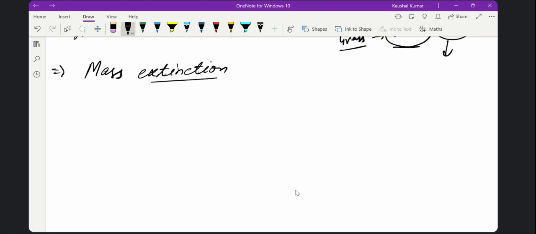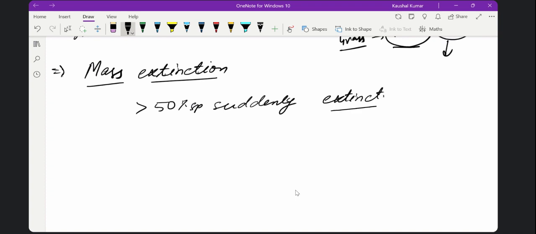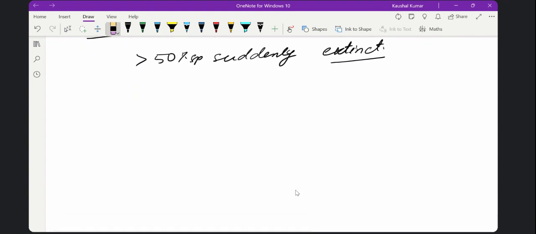So what does mass extinction mean? Mass extinction means more than 50% of species suddenly go extinct within a short period of time. So that is called mass extinction. Mass extinction has happened in the past three times. The normal rate of extinction is slow.